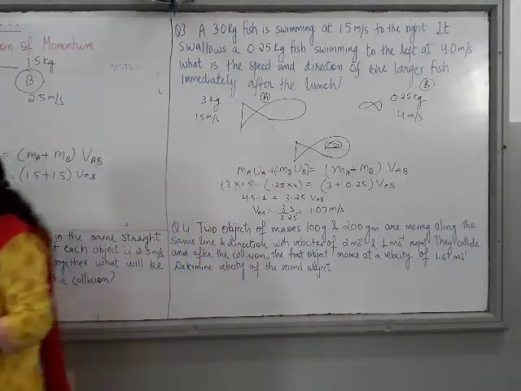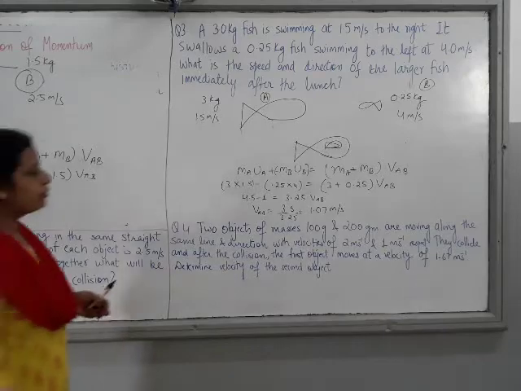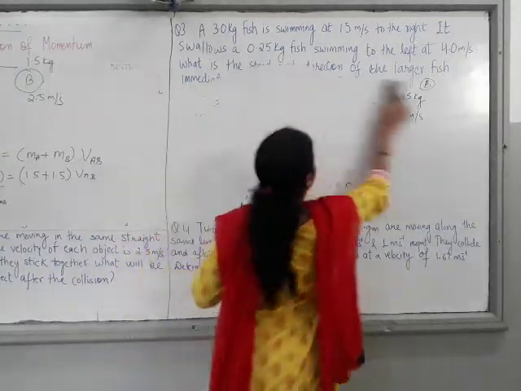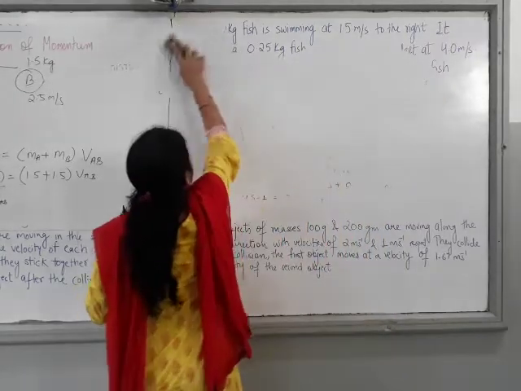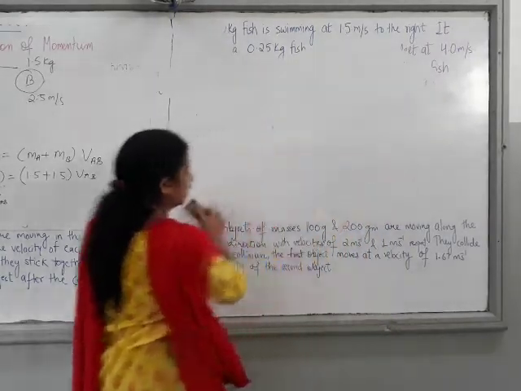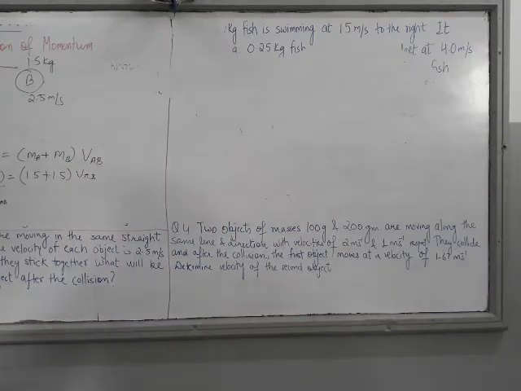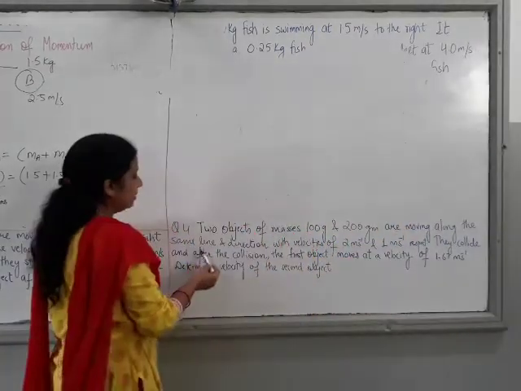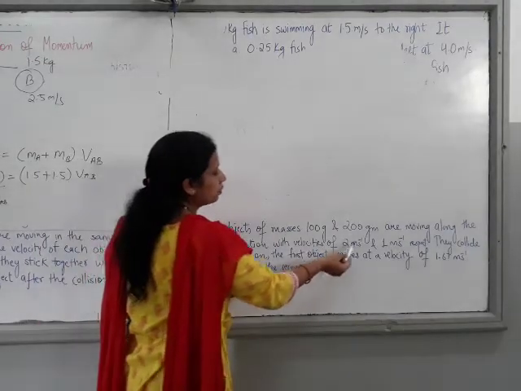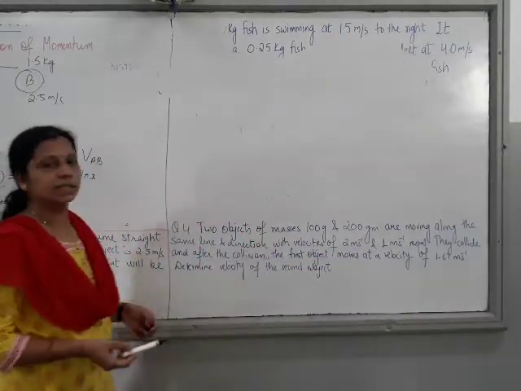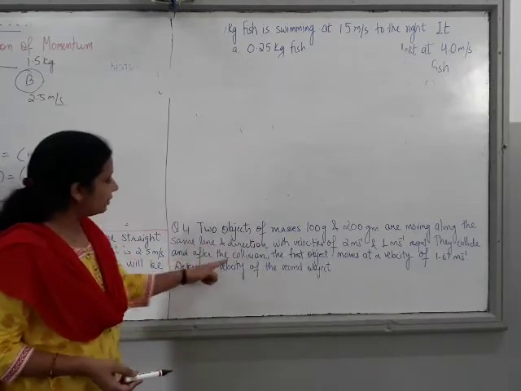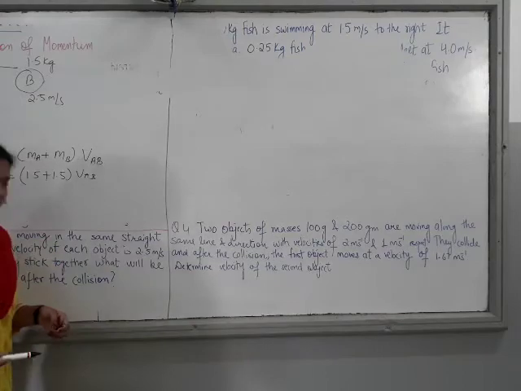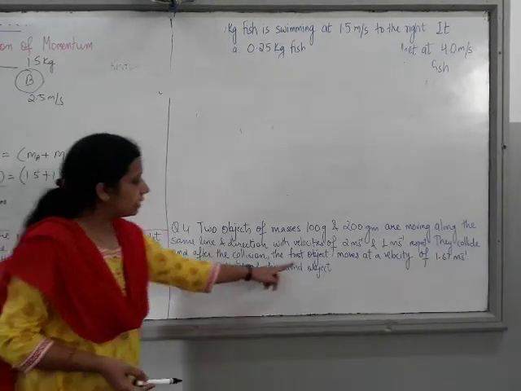Now question number 4. So this question number 4 also I will do here. Okay. Two objects of masses 100 gram and 200 gram are moving along the same line and direction with velocities of 2 meters per second and 1 meter per second respectively. They collide, and after the collision the first object moves at a velocity of 1.67 meters per second. Determine the velocity of the second object.